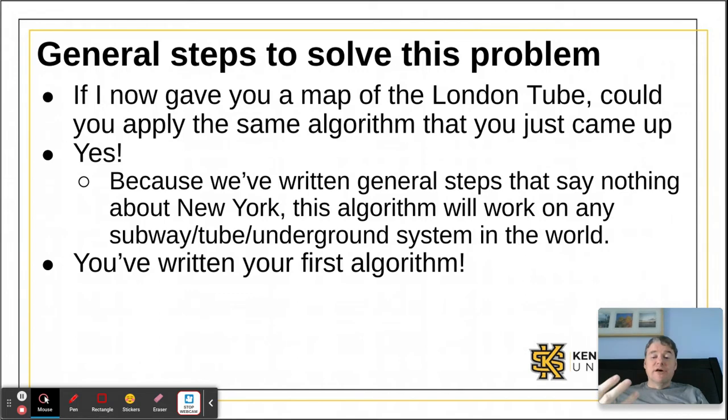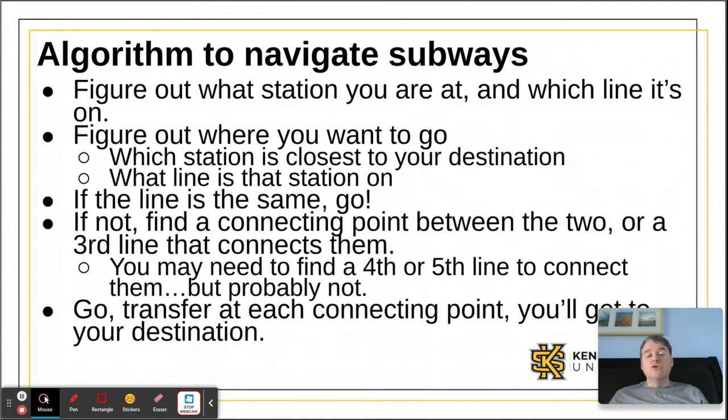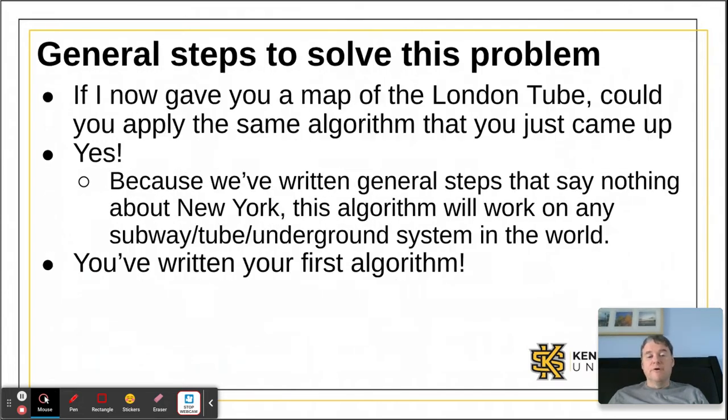And then you generalize it, and you say, well, what did I do? I looked at the first station, I looked at the destination station, and then I figured out if they were connected, and if they were, then I got on the train, and if they weren't, I came back. And you wrote an algorithm. That is an algorithm. It's a set of instructions which, if you follow them, they will get you from one place to another on a transit system. This is the algorithm to navigate subways. Congratulations, you've written your first algorithm.